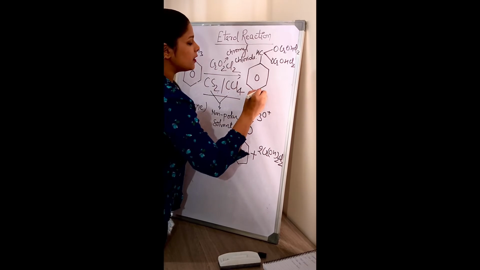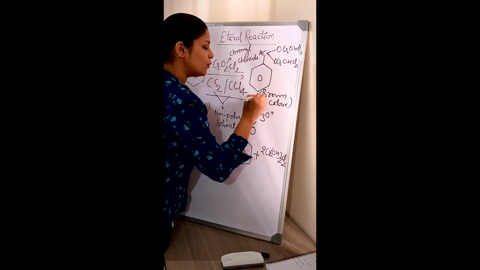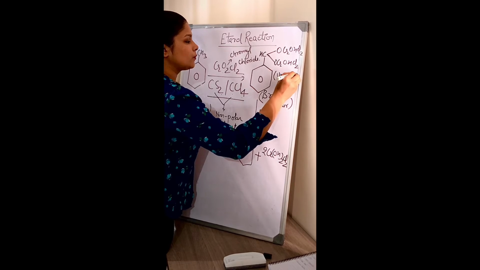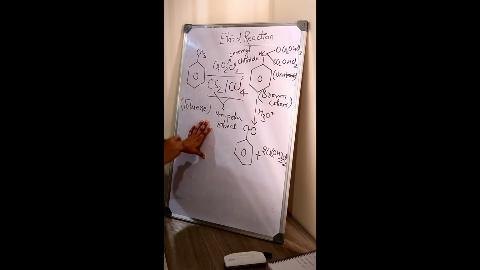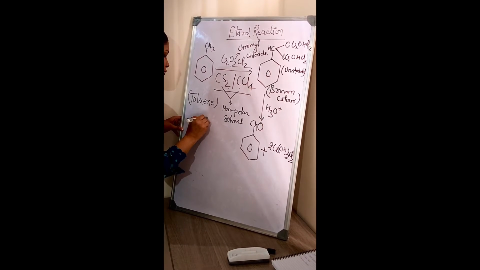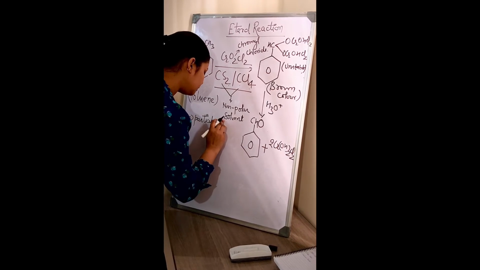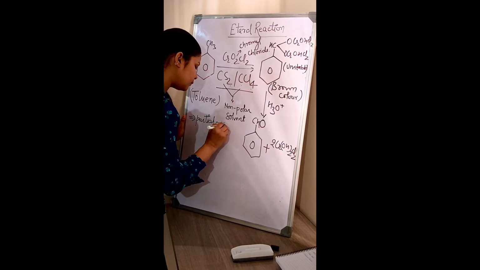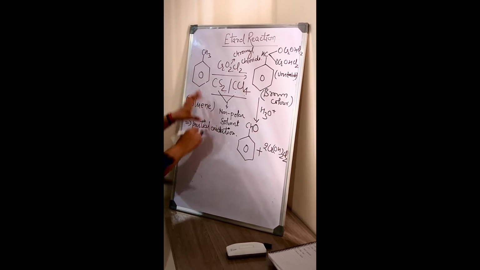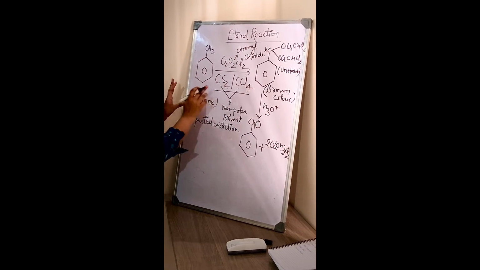This is a brown color unstable compound, which is highly unstable. Here the partial oxidation takes place. Partial oxidation, because if there is a complete oxidation, then toluene will be completely oxidized into carboxylic acid.